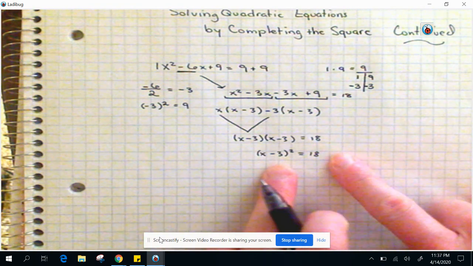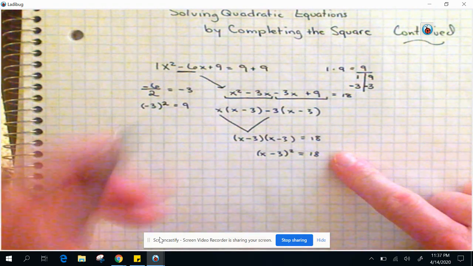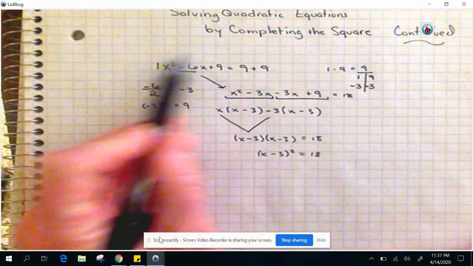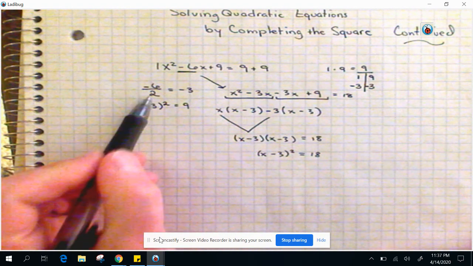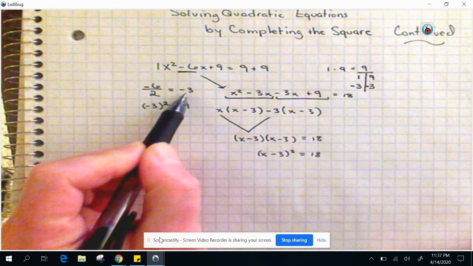Right? Then we would take the square root of both sides. Okay, and we'll talk about that in just a moment. But I want to bring you back over here. When we're completing the square, right, we follow these steps. So we take the b value divided by 2 to get negative 3.